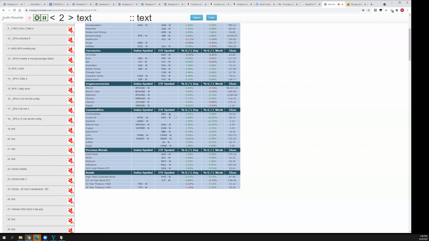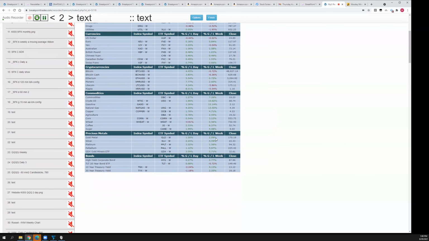The general DBC composite ETF is up about 7.3%. Crude oil up 10.6%. Natural gas up 13.5%. Copper up 4.7%. Ag up 2.5%. So big moves here. Nice recovery in precious metals. Gold up 2%. Silver up 4.6%. GDX, the miners, up 5.7%. That area looks decent again.